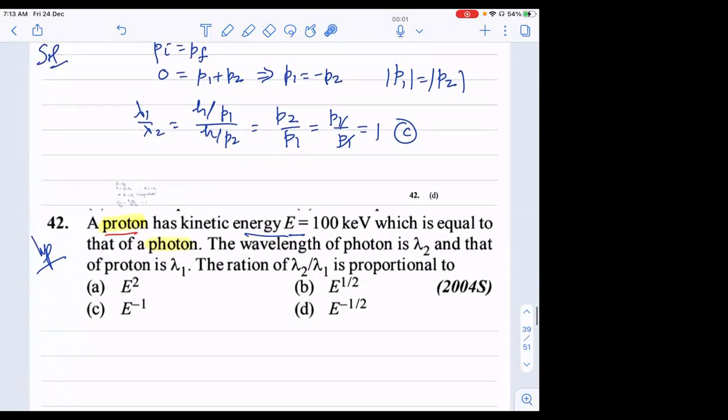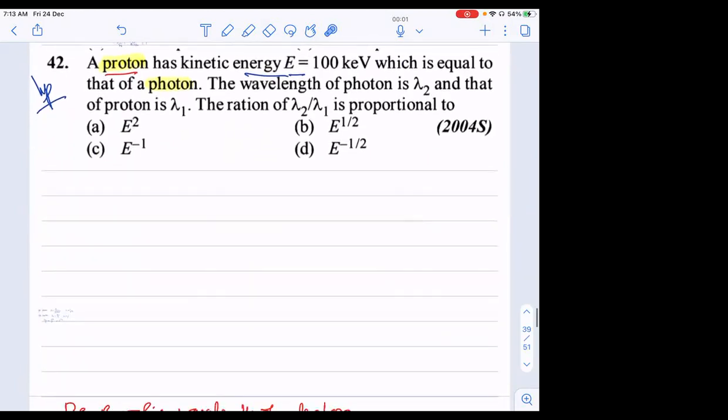All right. This is also a frequently asked question. A photon has kinetic energy E equal to 100 keV, which is equal to that of a proton. The wavelength of the photon is lambda2 and that of the proton is lambda1. The ratio of lambda2 by lambda1 is proportional to. Energy of both is equal, meaning the energy of the photon and the kinetic energy of the proton are both equal.